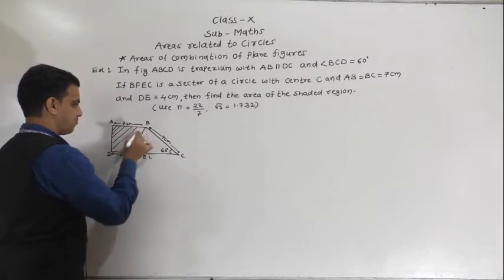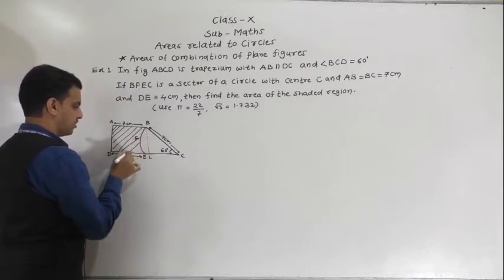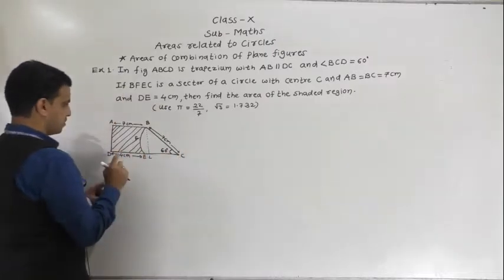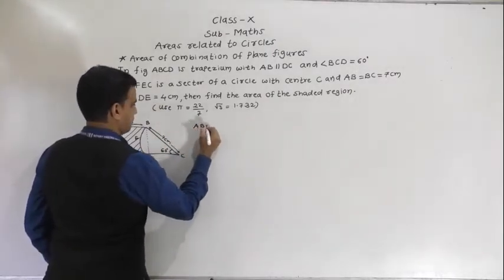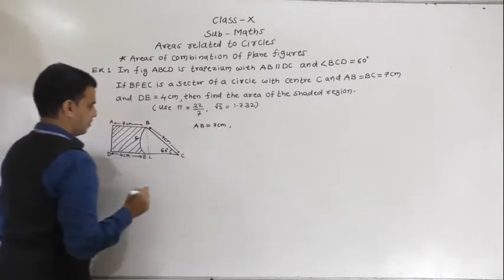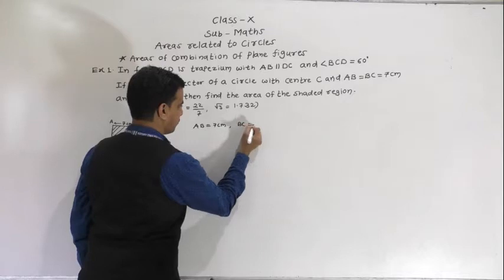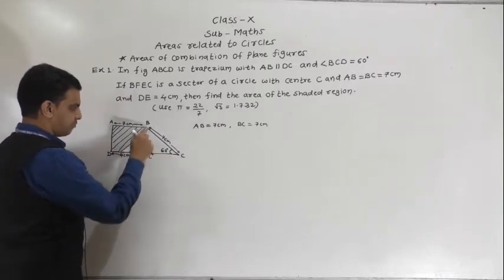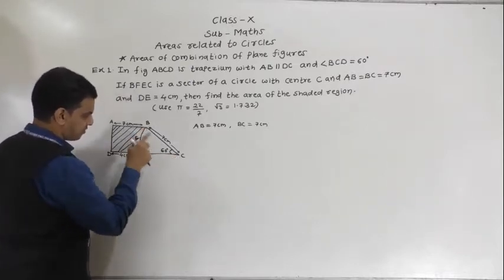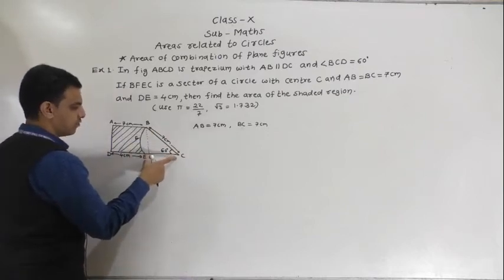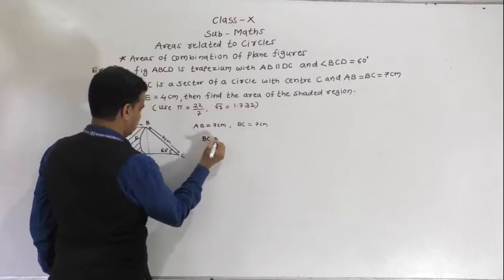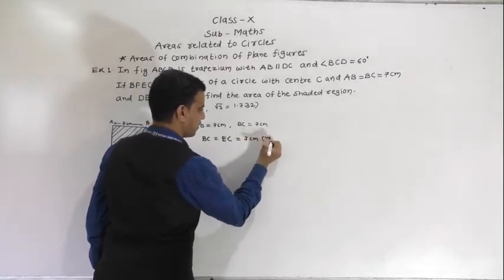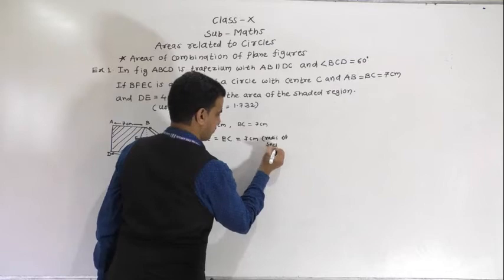So how will we get the area of the shaded region? That is area of trapezium minus area of sector. AB is given 7 cm, BC is 7 cm. So if BC is 7 cm, CE is also 7 cm, because BFEC is a sector of a circle, meaning BC and CE are radii of the sector. Therefore, BC is equal to EC is equal to 7 cm.